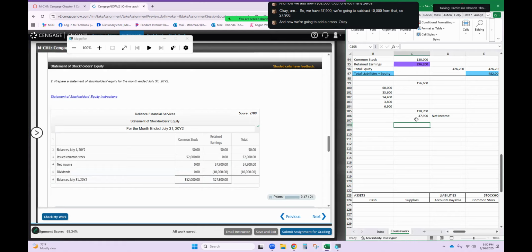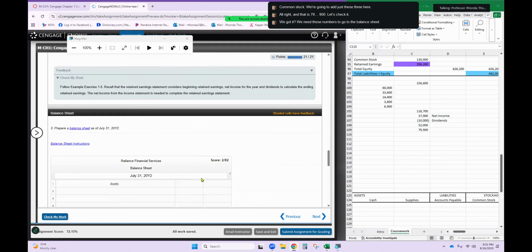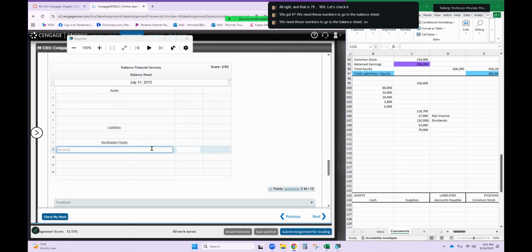Okay, so if we have net income, and this is dividends, and this is common stock, we're going to add just these three here. All right, and that is 79,900. Let's check it. We got it. We need these numbers to go to the balance sheet. So go down to the balance sheet, put in common stock, retained earnings.